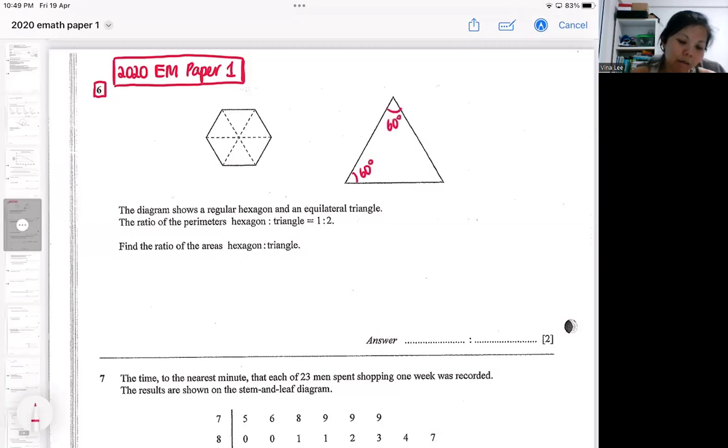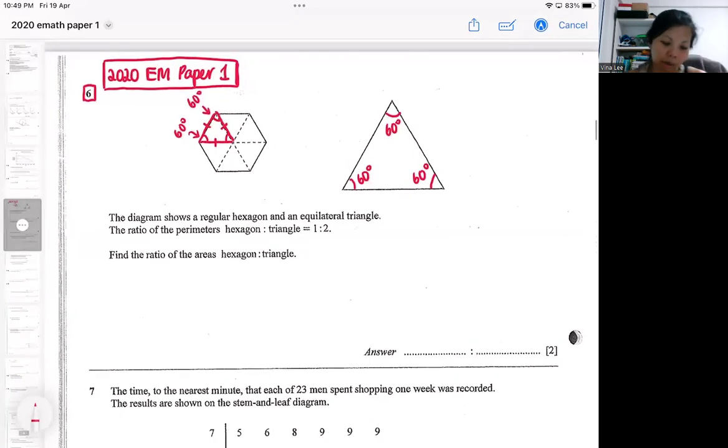And a hexagon is actually made up of 6 equilateral triangles. So there are also 60-degree angles around. If you do not know that, a hexagon is made up of 6 equilateral triangles. So from here you will learn from this.